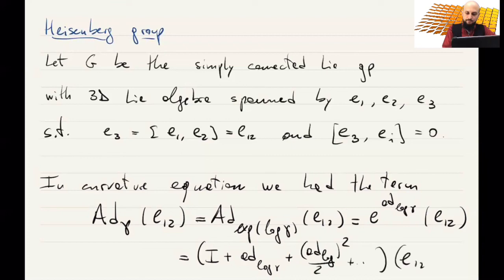Applied to E12. But now look at this. E12, which is E3, is in the center of the algebra, namely the bracket with everything is 0. So no matter what log gamma is, the bracket between log gamma and E12 is 0. So it means that all these terms applied to E12 will be 0. So what we learn is that in the case of the Heisenberg group, this is just E12.